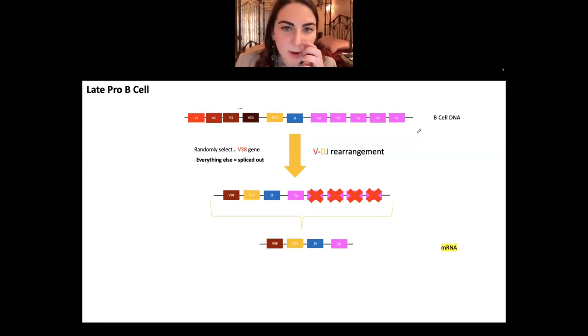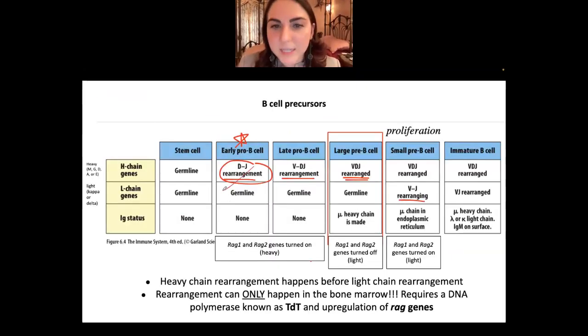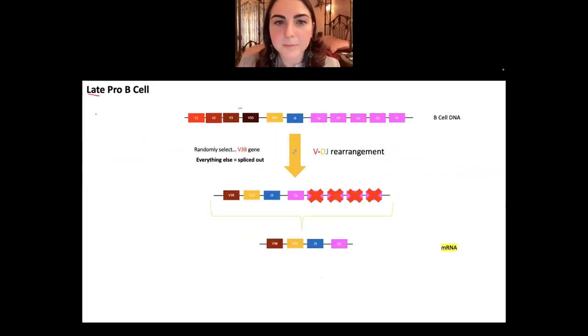So then we're going to randomly select a V gene because now we need VDJ, right? So we were in the early pro B cell here. Now we're in the late pro B cell. So if we go back here, we had DJ, that's done. Now we have VDJ. So we're in our late pro B cell. Let's randomly select a V. So we got V38. So here's V38. Now we have these three different things: V38, D12, J3.